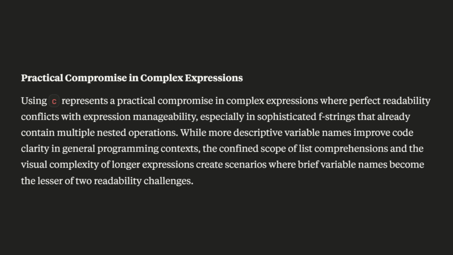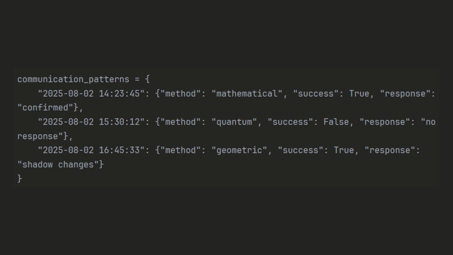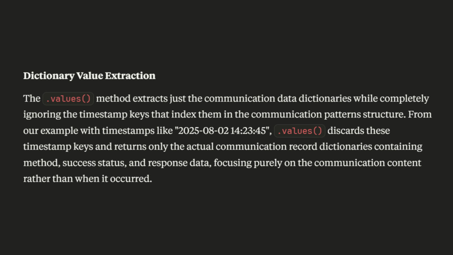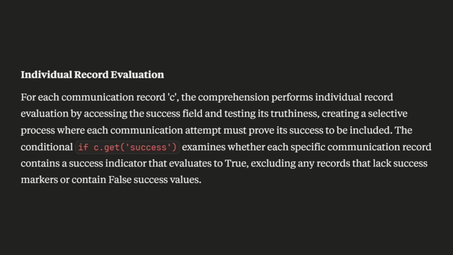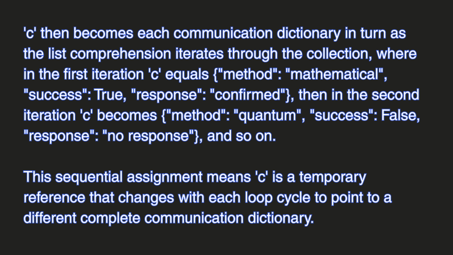Well, throughout this, we can look at what's really happening step by step. Entity.get communication_patterns with the empty dictionary returns that dictionary. Like it might have that timestamp, the communication data 1, timestamp, communication data 2, and so on. .values is extracting just those communication data dictionaries, ignoring the timestamps. The list comprehension then says, for each communication record, which we're calling c, check if c.success is true. So c becomes each individual communication dictionary in turn.